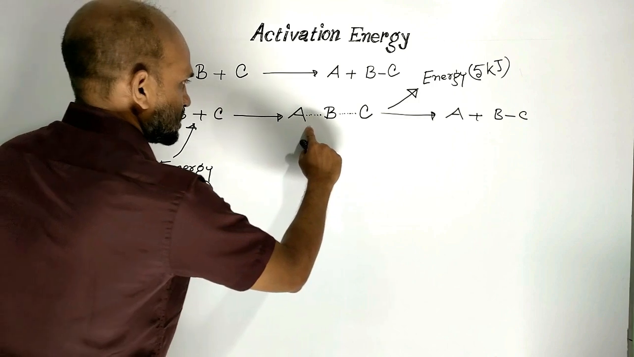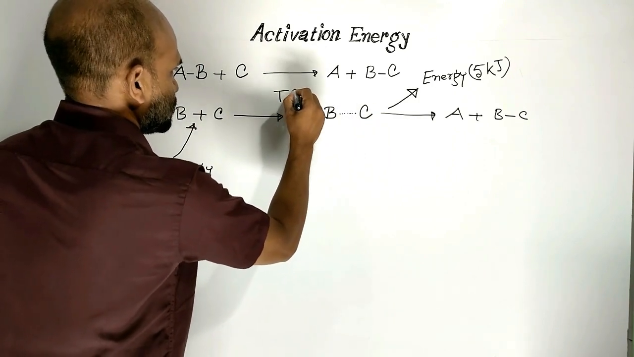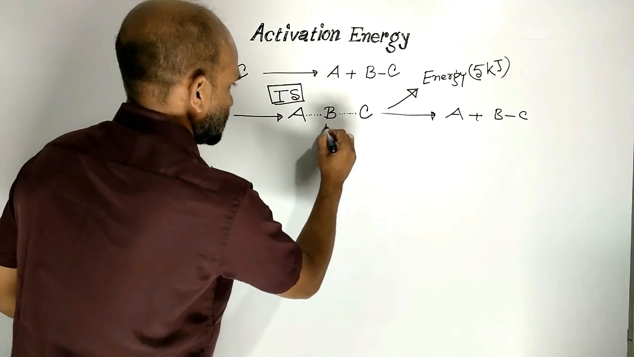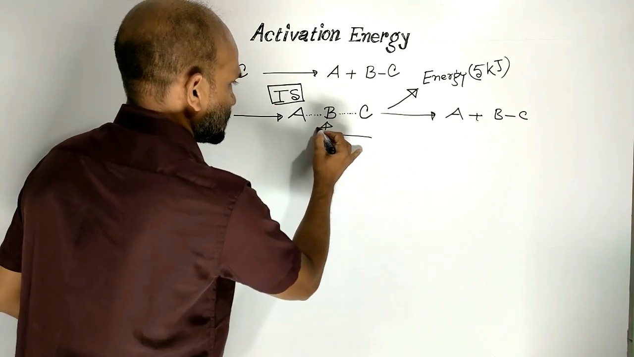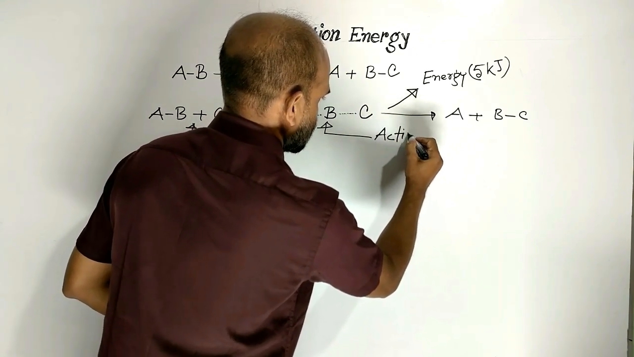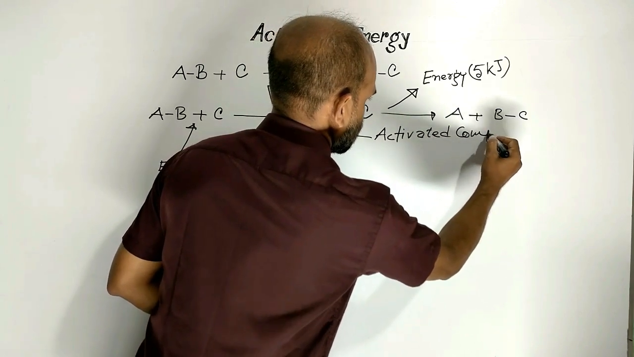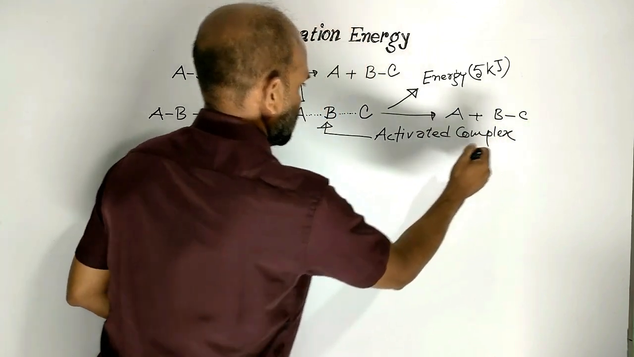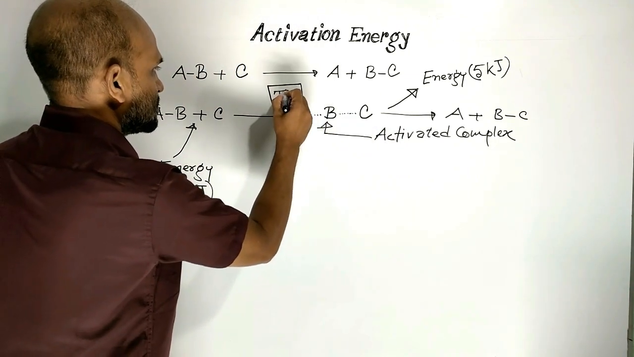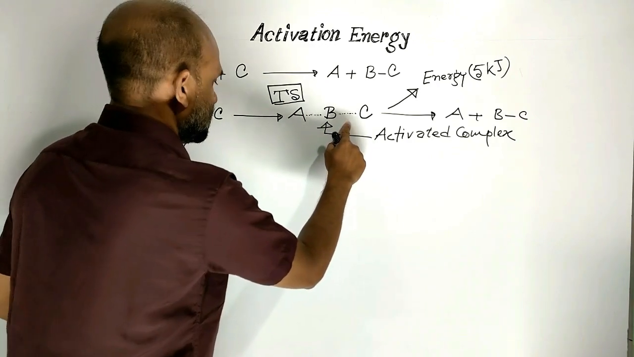Here, this complex structure is known as transition state. This is also known as activated complex. Activated complex, transition state or activated complex.